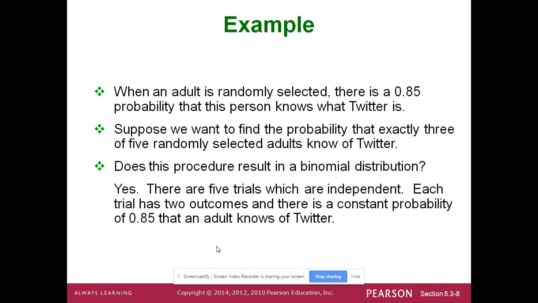Okay, and then independent events. What I ask, they are, because if I ask this person, it doesn't affect what this person says. I guess unless they're standing there when you explain to them what Twitter is, but for all practical purposes, they're independent. Okay? So this is a binomial distribution because it meets all 4 of those requirements. Got to meet all 4 of those.